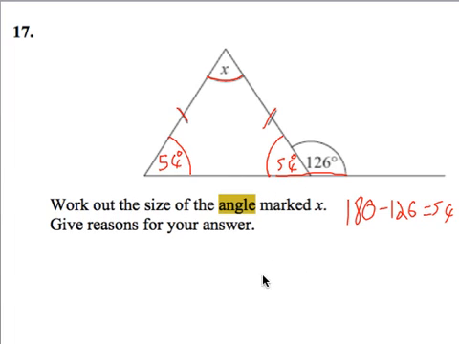Well, we all know that 180 is in a triangle. So you need to add the two sides up. So I do 54 plus 54. That would be 108. Yep. And then you take it away from 180.